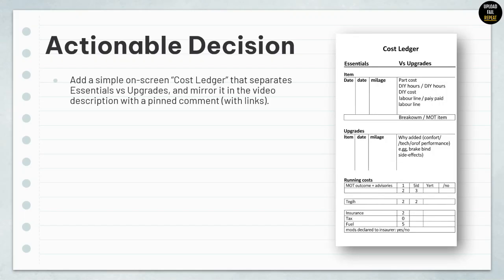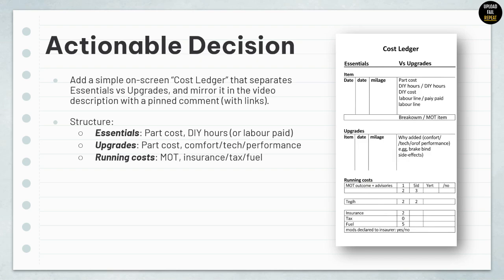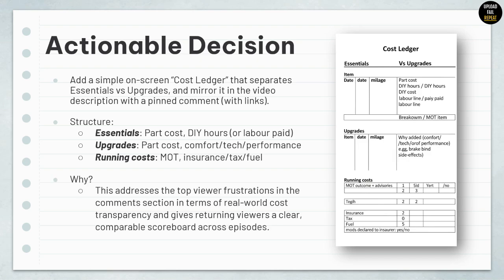Well, I would add a simple on-screen cost ledger that separates essentials versus upgrades and mirror it in the video description with a pinned comment and links. The cost ledger structure would be simple, showing essentials, upgrades, running costs. And why would I do this? This is because it addresses the top viewer frustrations in the comments section in terms of real-world cost transparency and gives returning viewers a clear, comparable scoreboard across episodes.